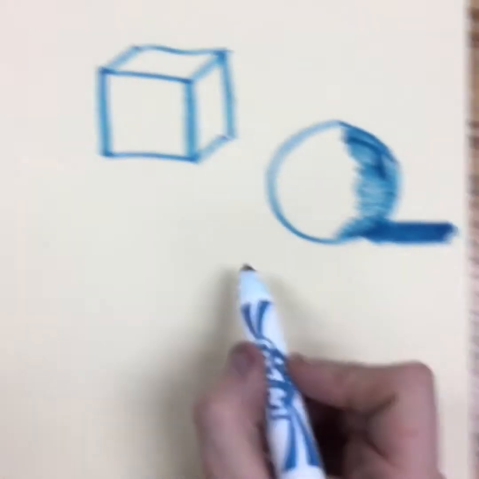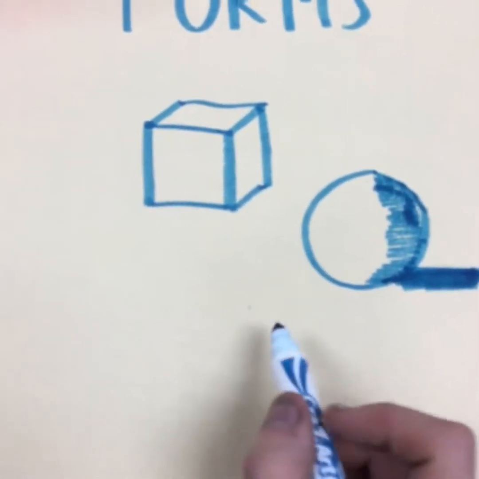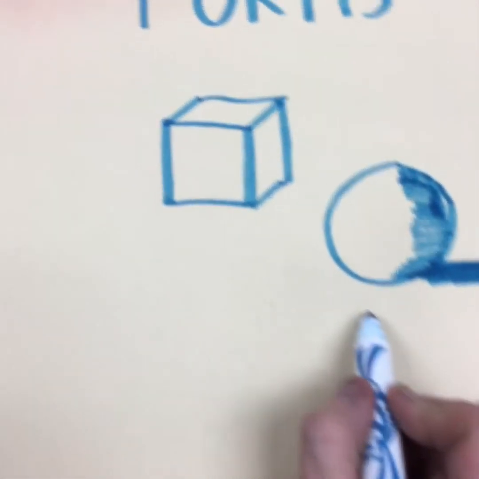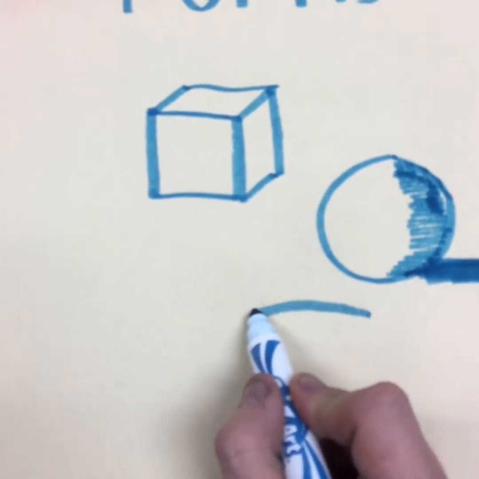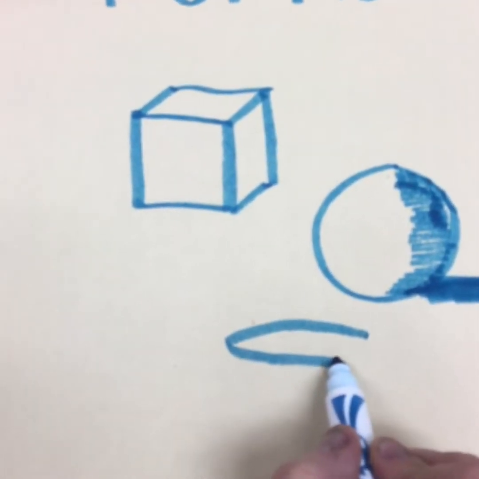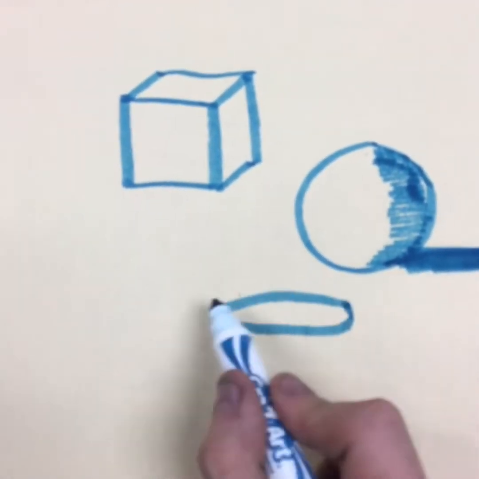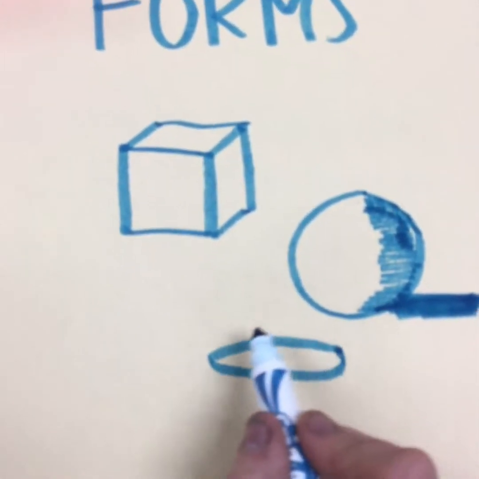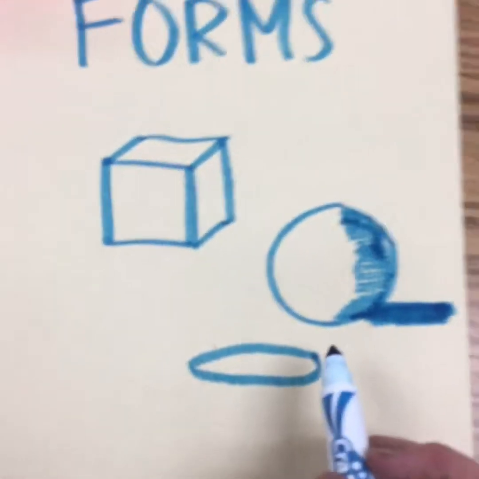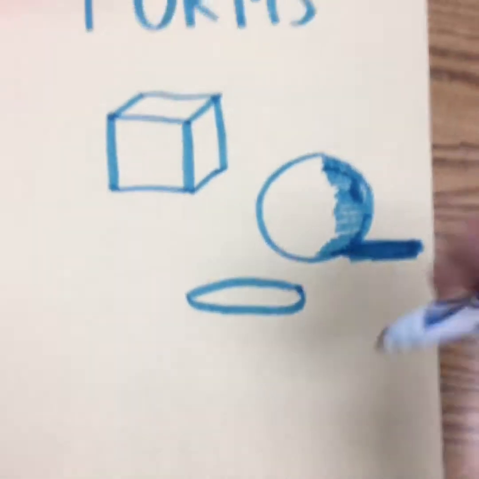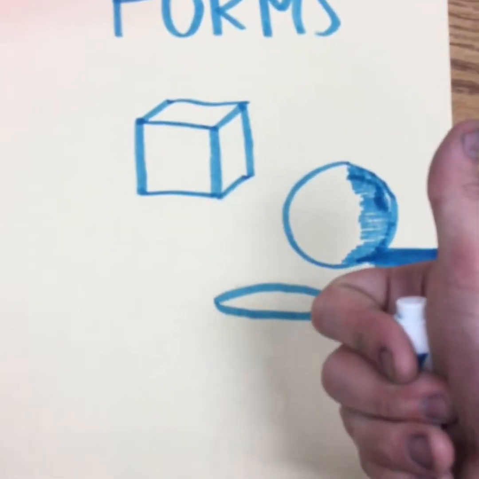Awesome job. So now we're gonna do a cylinder. So you'll need to do this one with me too. You're gonna draw a long oval. It is not a circle, this is an oval, and it's very long. Give me a thumbs up once you have the oval.